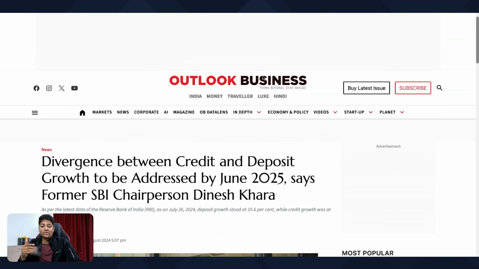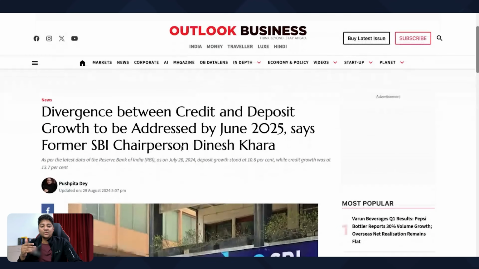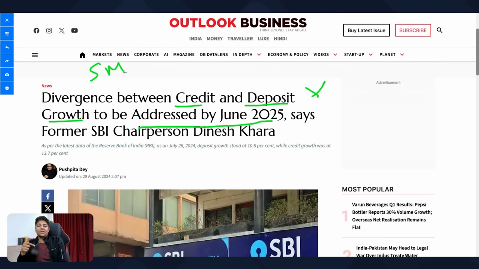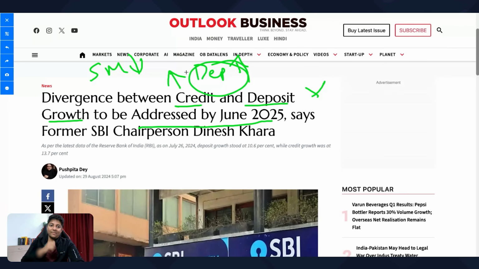And if you see this 2024-25 data, this was something that was a big problem, and the SBI chairperson had basically said the same thing, that the divergence between credit and deposit growth is going to be addressed by June 2025, and we are going to solve this. So what do we do here? One, we have to make the stock market less attractive. Number two, we have to make deposits more attractive, and this is exactly what is going to happen. And then the credit growth will also start at the same time. So this is again a very good macroeconomic indicator, mainly from an Indian standpoint, which will help you understand and navigate the market much better.